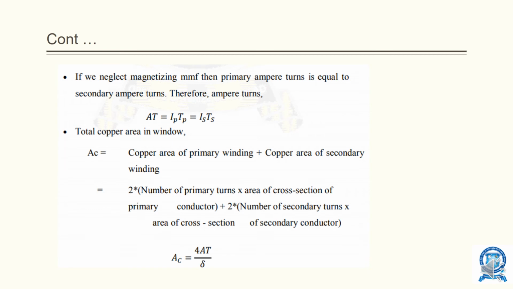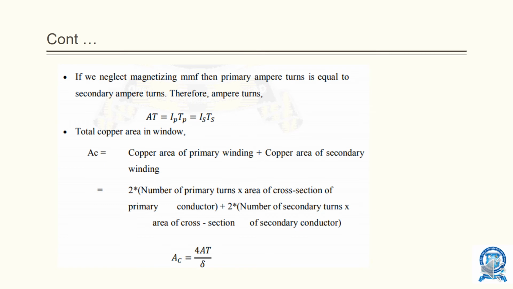So now if we neglect the magnetizing MMF, the primary ampere turns is equal to secondary ampere turns. Just you can equate both the ampere turns. AT is equal to IP into TP, which is equal to IS into TS. Primary current into primary number of turns, which is equal to secondary current into secondary number of turns.